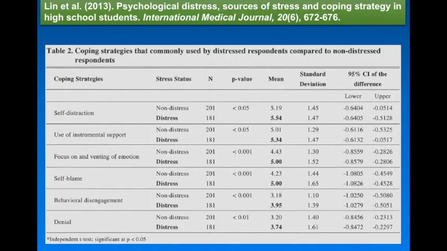So this was a study of psychological distress, sources of stress, and coping strategies in high school students. This table, it looks nice, but it's very confusing because they didn't make their IV, stress status, 2 columns. They only made it 1. And then they split their DV into 2 rows to have the 2 categories of their IV. So it just makes it confusing to kind of tell the difference of what they're actually showing here.